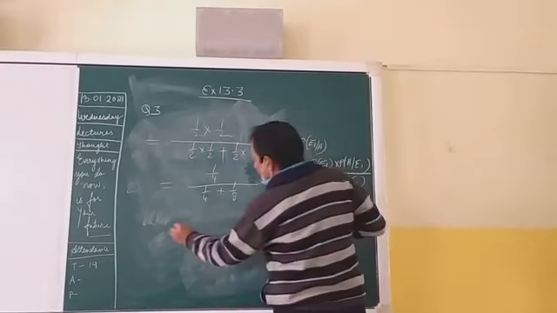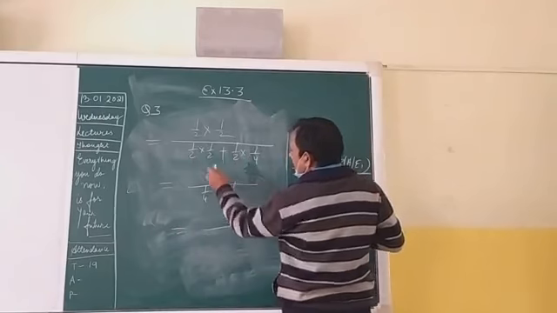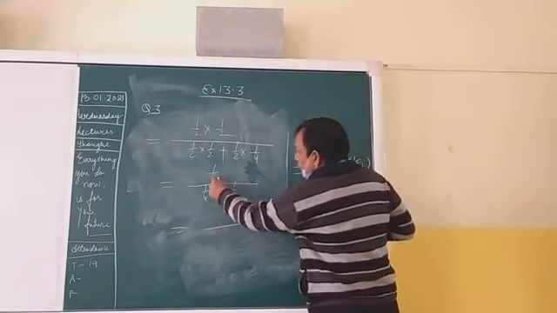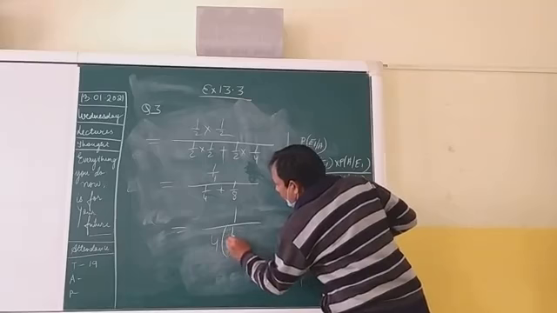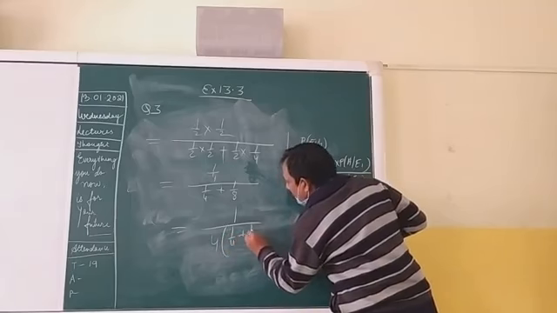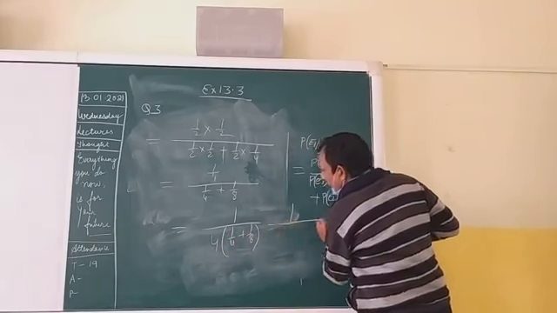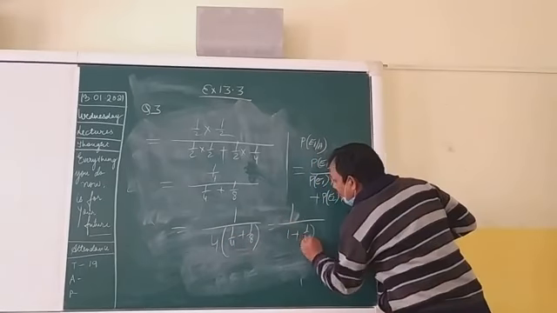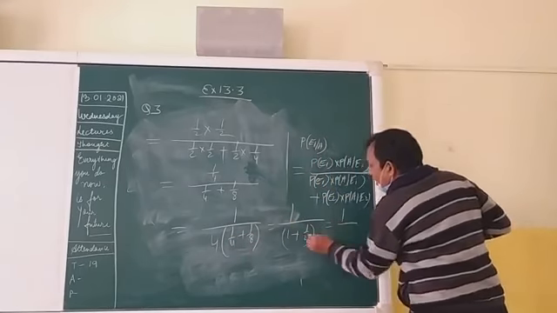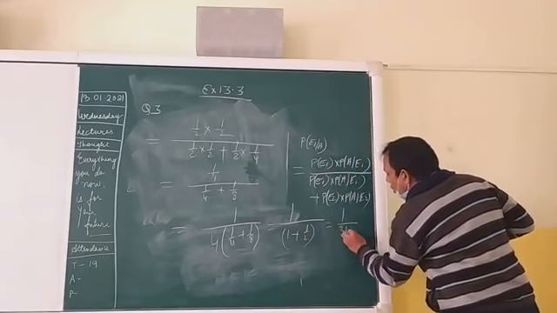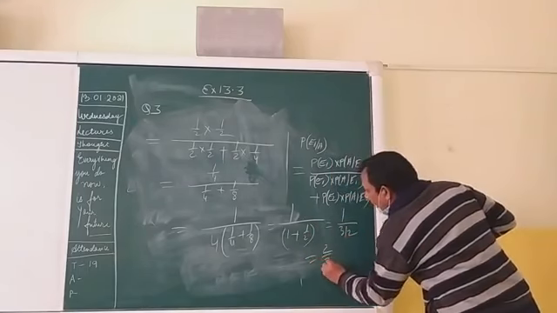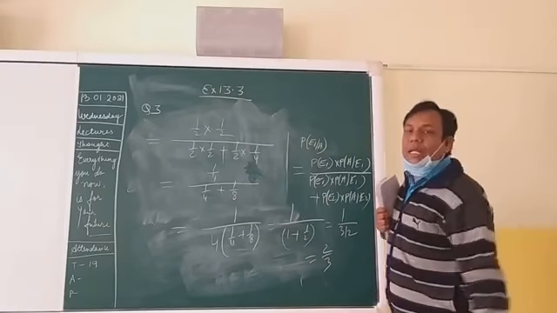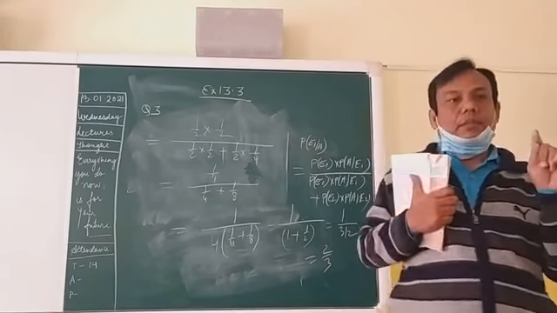Now we have to solve it. In the numerator we write 1 by 4, and the denominator is 1 by 4 plus 1 by 8. So when you multiply you will get 1 plus 1 by 2, which is 3 by 2. So you are getting finally 2 by 3. So this is the final answer. Clear?